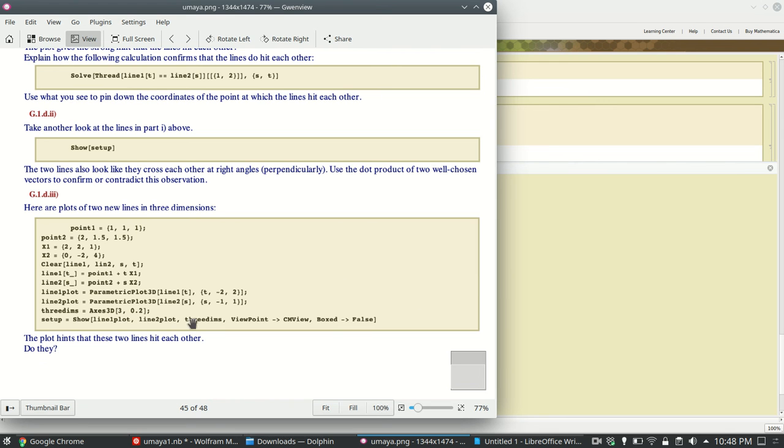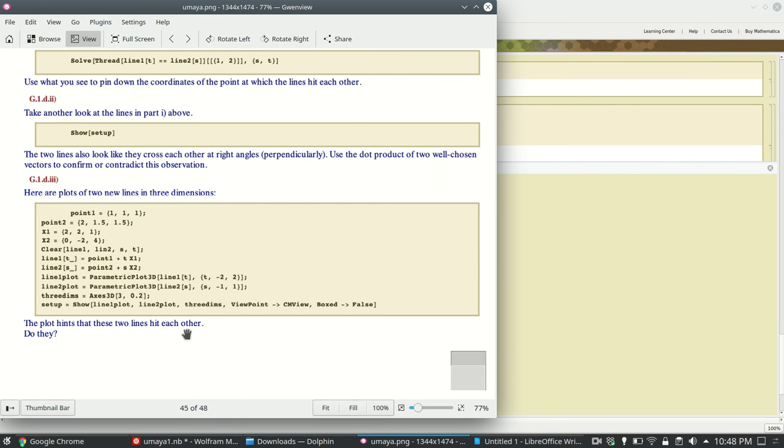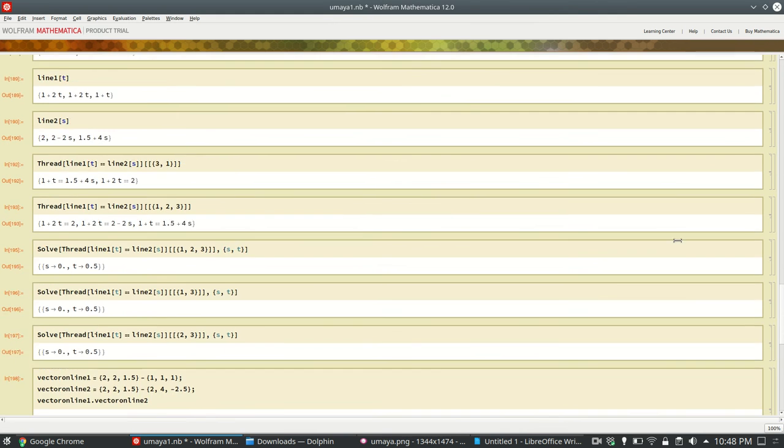So the plot hints that these two lines hit each other. Do they? You can figure the answer out in two ways. You can pick some vectors on line 1 and line 2, and then take the dot product. I said cross product, sorry, I meant to say dot product. Take the dot product and see if they are perpendicular, right? Or you can use the solve function with the thread function, setting line 1 equal to line 2, and see if there's a real solution there. That's one way to see if they hit each other, but I prefer the easy way.